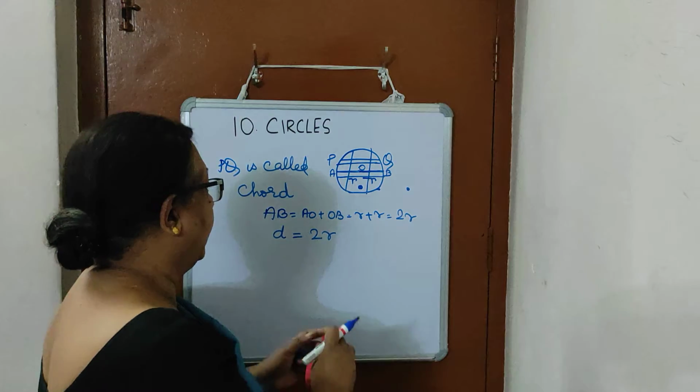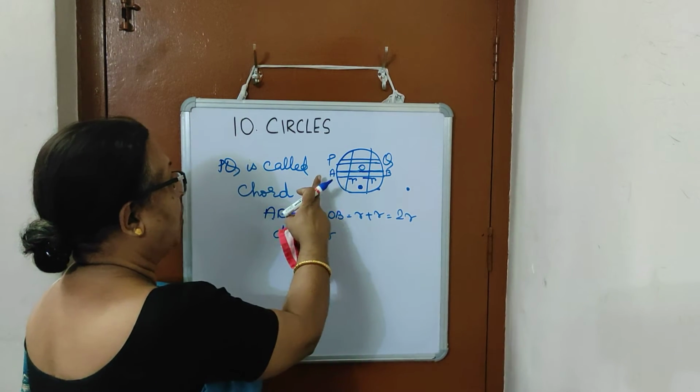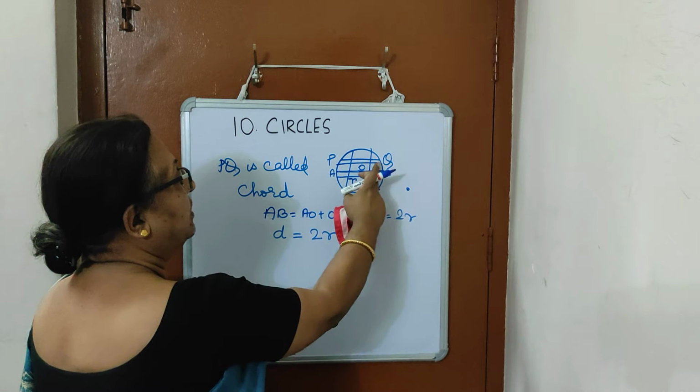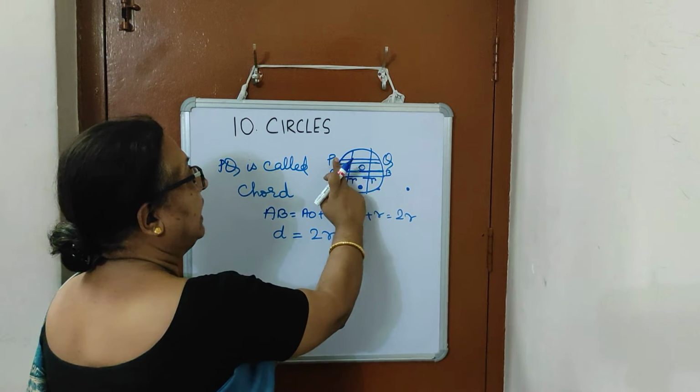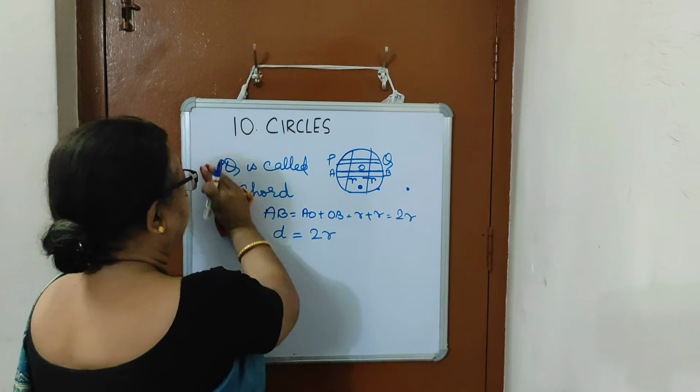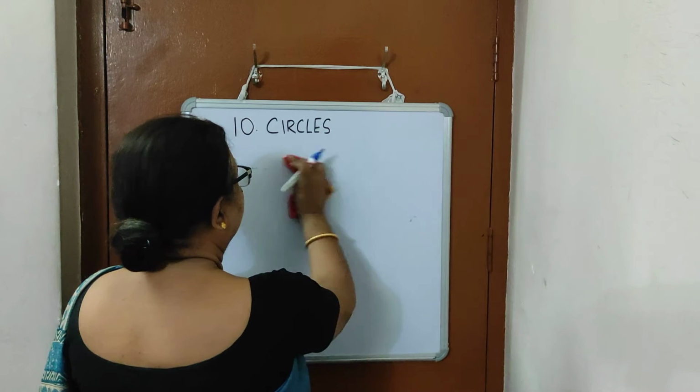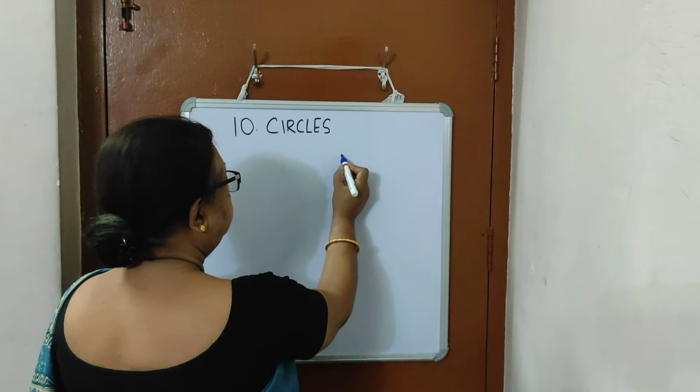Okay children. Okay, next. So you understood what is a chord. This one, PQ is a chord. The endpoints lie on the circle. Now children, suppose again you have a circle.